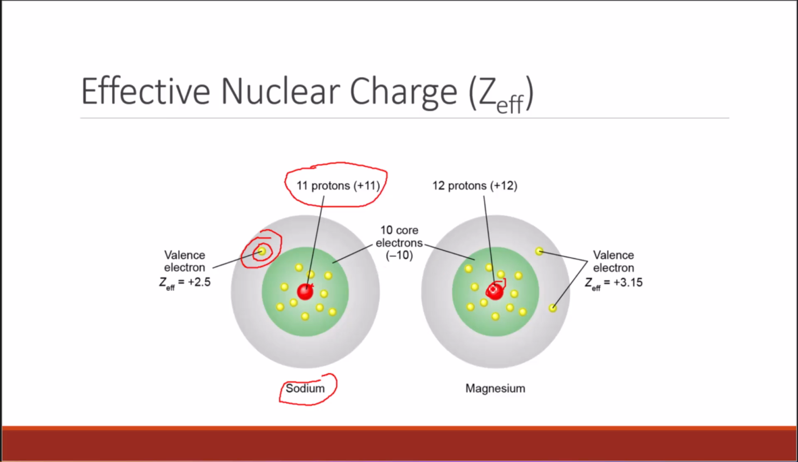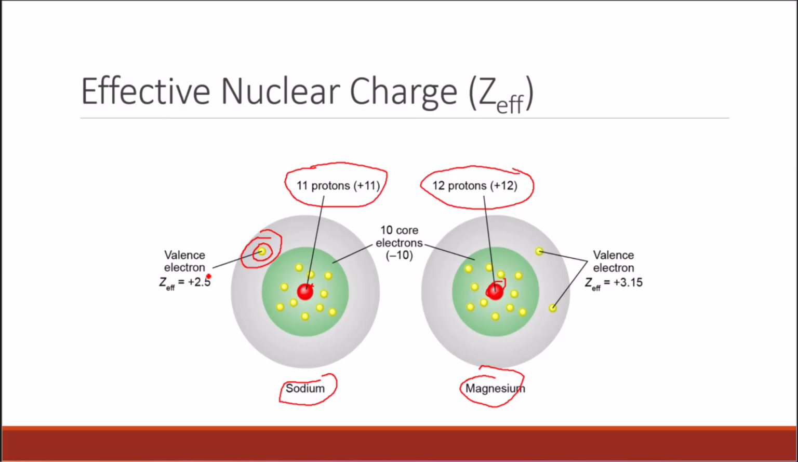Now, if we go over here to magnesium, magnesium also has 10 core electrons, but it's got one more proton in the nucleus. Its atomic number is 12, but it's got the same 10 electrons. So the shielding is the same, but the number of protons in the nucleus is one greater than sodium has. When we do the calculation, and you're not going to have to do the calculation, so don't worry about that. We're just going to talk about it qualitatively, but I will mention some numbers.